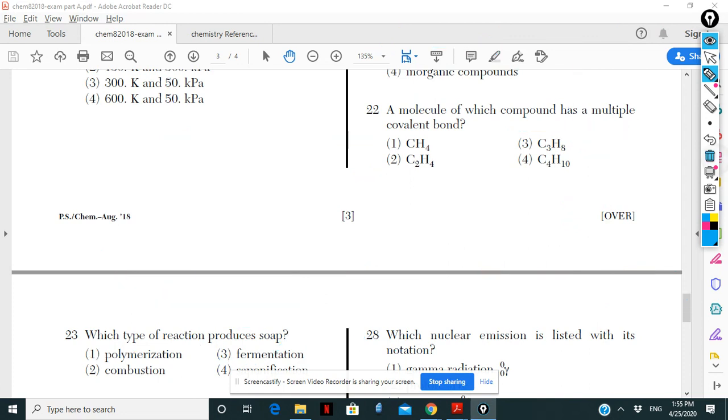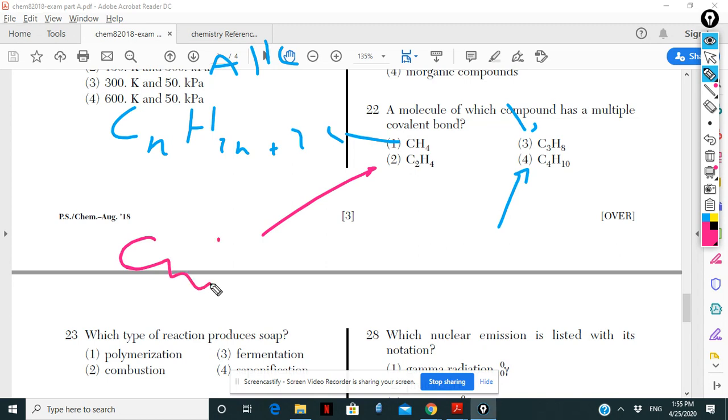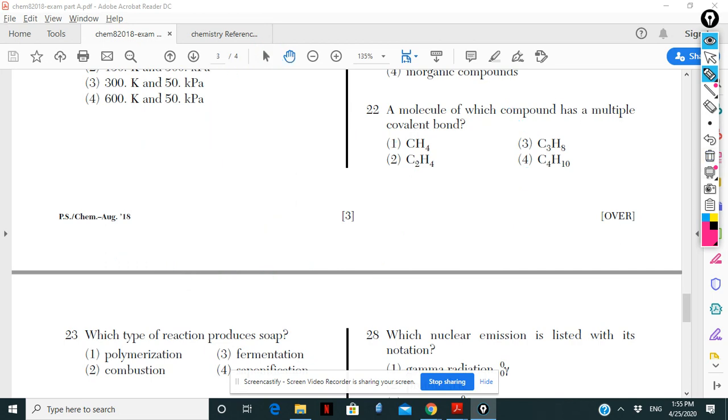Can I check in another way? Yes, I can categorize them. This one follows CnH2n+2, so it's an alkane. The same for number 3, the same for number 4. But number 2 follows CnH2n, which means it's an alkene, and in that case, it's going to have a multiple covalent bond.